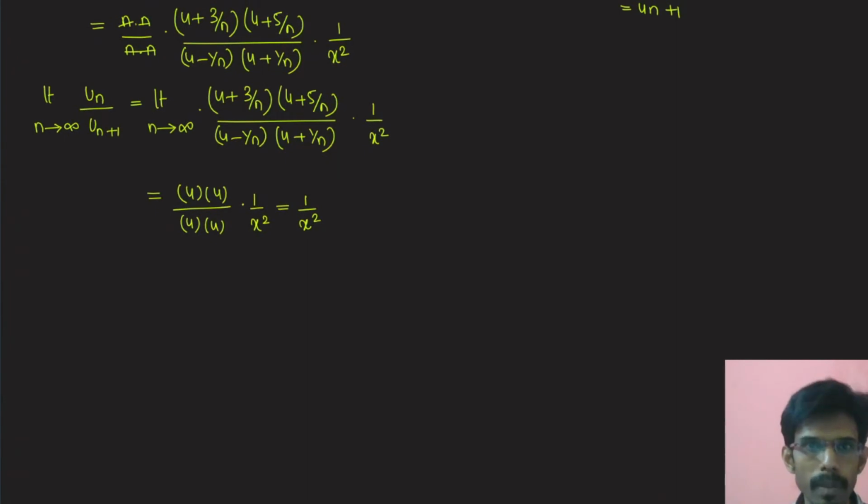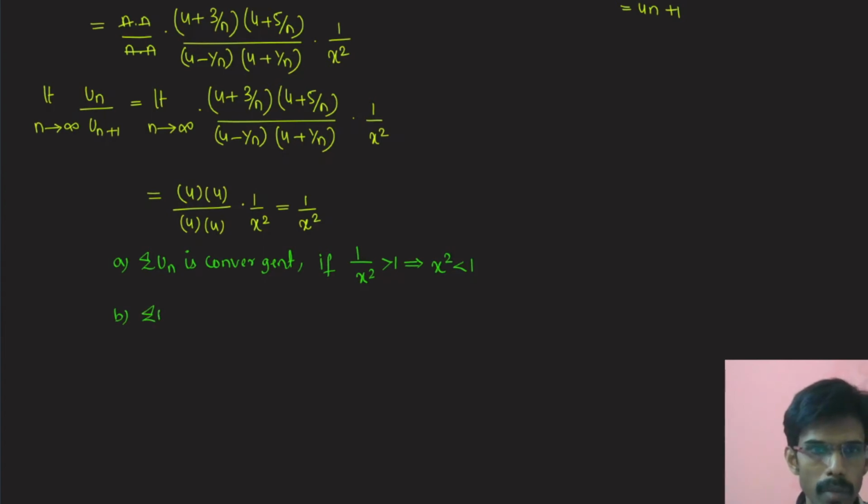So from now we say sigma Un is convergent. The series will be convergent if this 1 by x square is greater than 1, that is, taking reciprocal, x square will be less than 1. For reciprocal, greater will become less. Similarly, sigma Un is divergent if this 1 by x square is less than 1, taking reciprocal we'll get x square greater than 1.